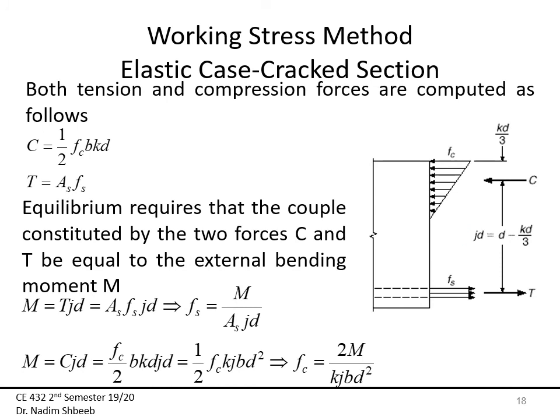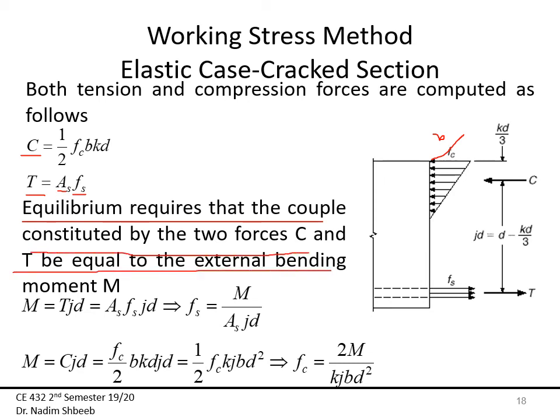Now from that I can find what my compression force and tension force are. The tension force is simply the area of steel times Fs, and the compression force is the area of this triangle times the width B, which is equal to 1/2 Fc times K D times B. Now equilibrium requires that the couple constituted by the two forces C and T be equal to the external bending moment. Again, this was one of my assumptions.